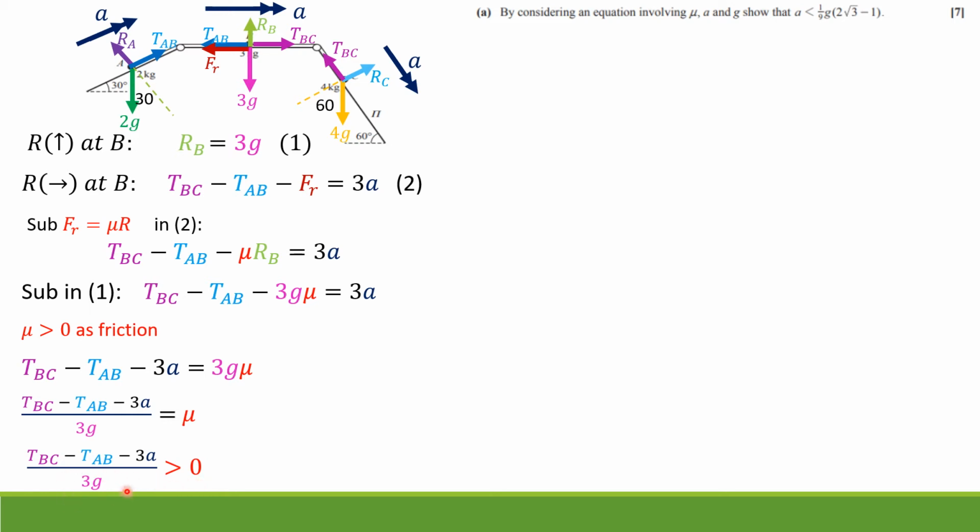I can then multiply everything by 3g to get rid of this denominator here. So TBC minus TAB minus 3a has got to be greater than 0, and this is my third equation.